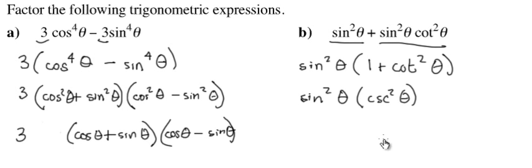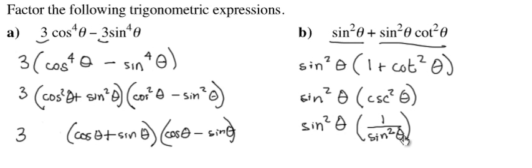That's looking pretty good, but it would be an awful shame to stop there. Do you see why? There's a way we can take it further. Sine squared theta. Cosecant is 1 over sine. So this expression is really 1 over sine squared theta. Well, now, the signs cancel out. All that remains of this entire expression is 1, and it don't get any more factored than that.